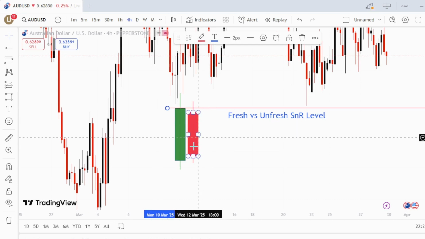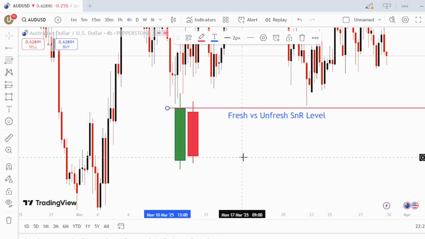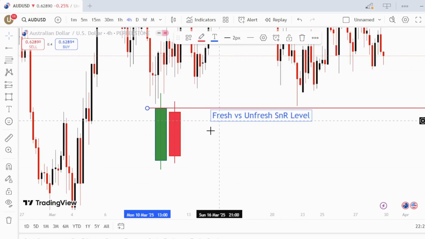And if it is the other way around, that the market is able to close above that strong zone, then you look on a lower time frame, a candle will definitely come to retest that level and go further up. Now, this is the fresh level.